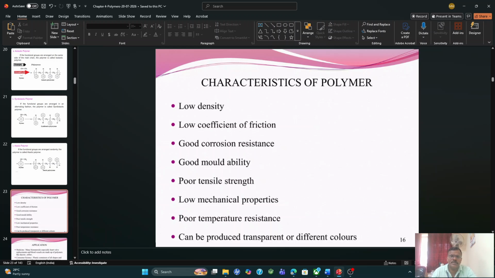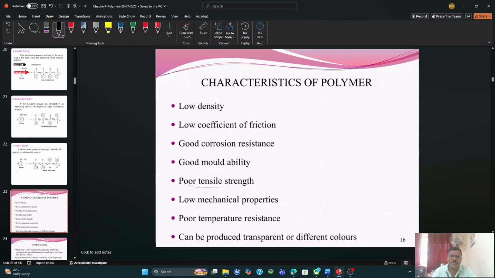So for these reasons, for poor tensile strength, low mechanical properties, and poor temperature resistance, people will go for reinforced plastics or FRP, CRP, GRP. This reinforcement will enhance these properties.